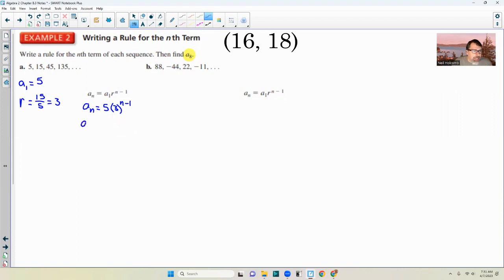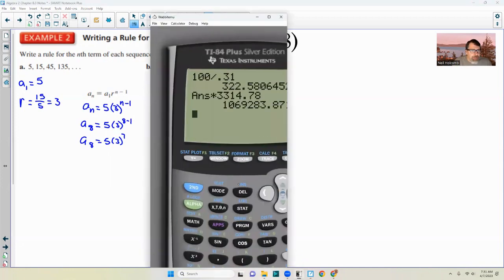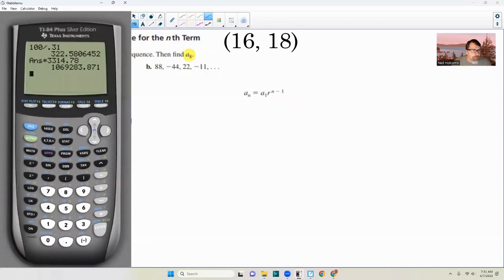Now I want to find a sub 8, and that's going to equal 5 times 3 to the 8 minus 1. So I'm plugging in 8 for n. So a sub 8 equals 5 times 3 to the 8 minus 1, which is 7. If I get my calculator out, I want to know what 3 to the 7th power is. 3 to the 7th power is 2,187.